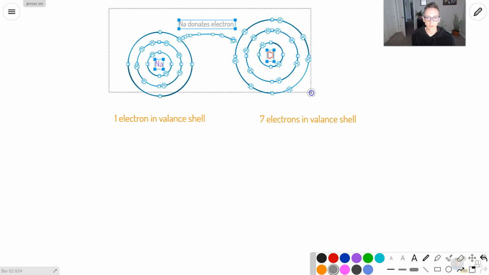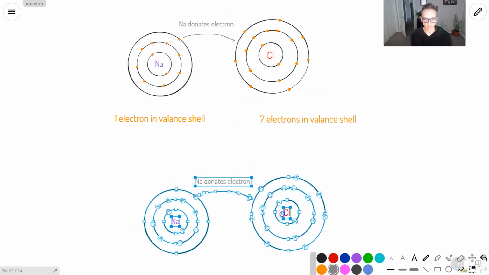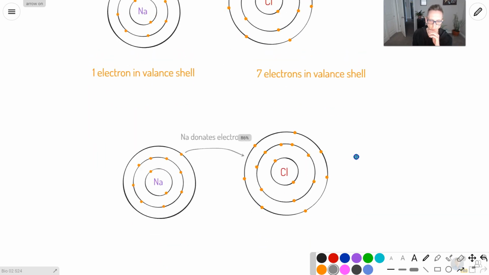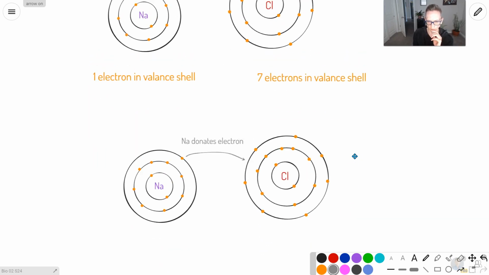And I'm going to just copy these and paste these. You don't necessarily have to redraw this exact part here, but you can. Okay, so now this electron is now over here in that shell. This orbital is now deleted, and now we have a charge associated with this.